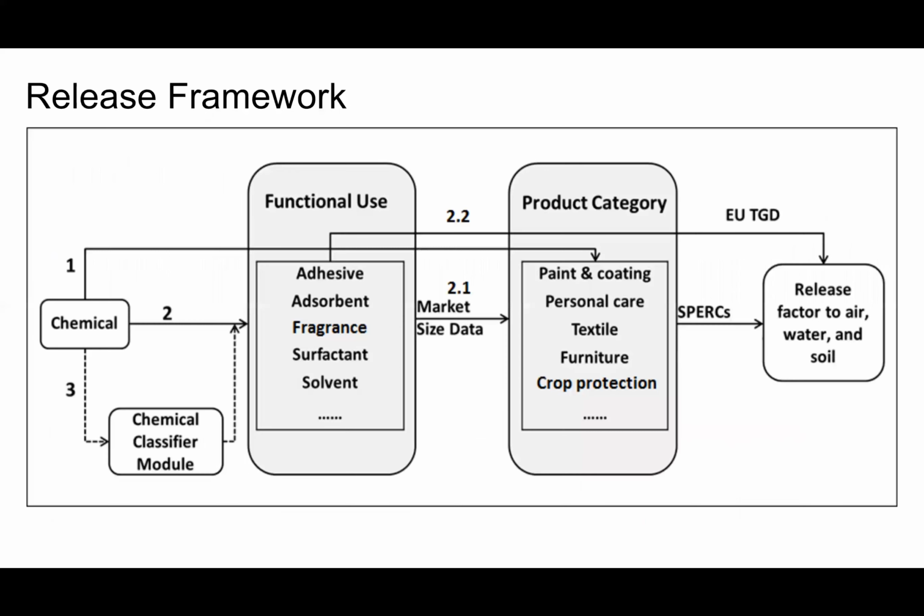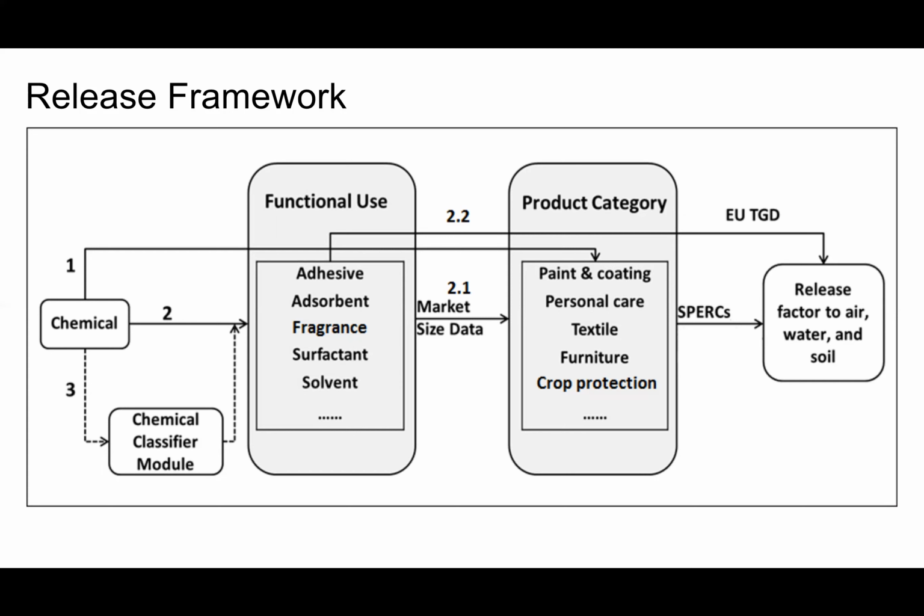We don't need to know the detailed information of the ingredient list and use patterns to know about the release. And this is the release framework. On the left-hand side, we start with a certain chemical, and then we try to link that with the functional use. For example, is it an adhesive, a sorbent, etc. And the functional use can be linked with the product category based on market size data. So, for example, how much of personal care products are used for 1 kilogram of functional use. And finally, we can link the release factors to the air, water, and soil with the product category using available data sets.